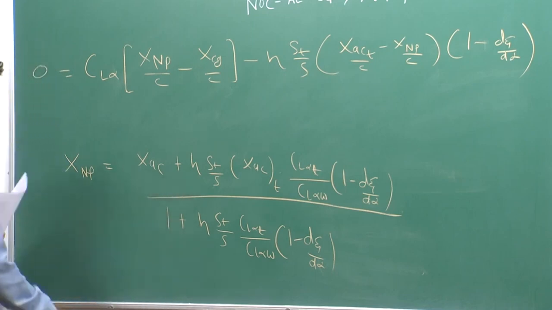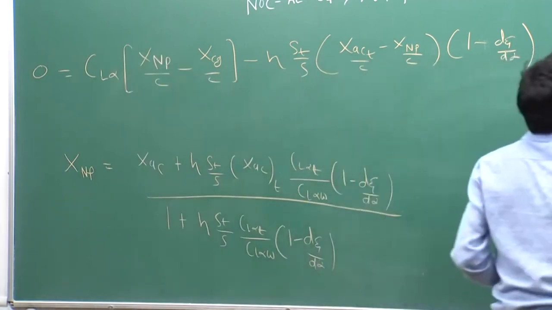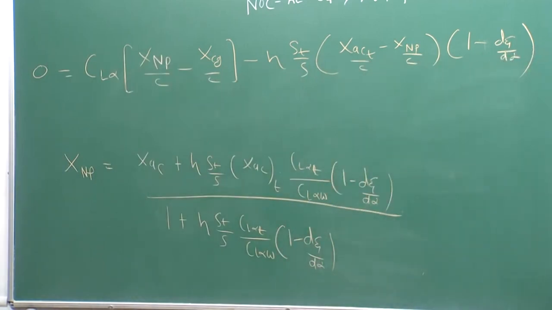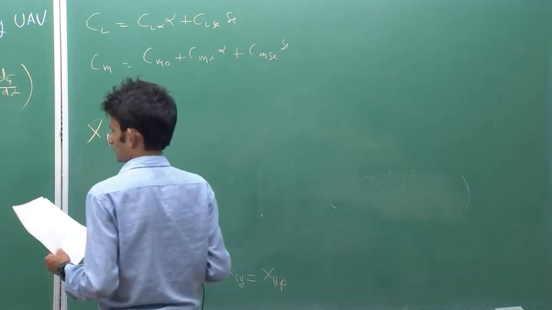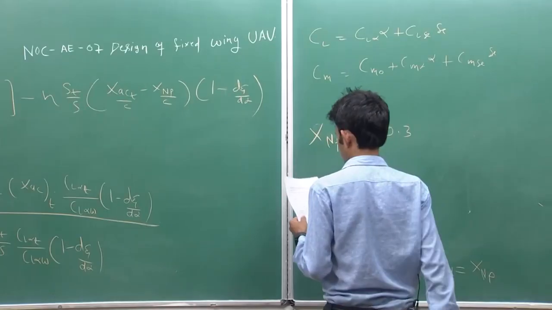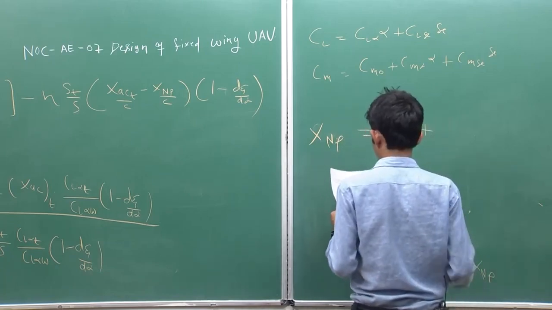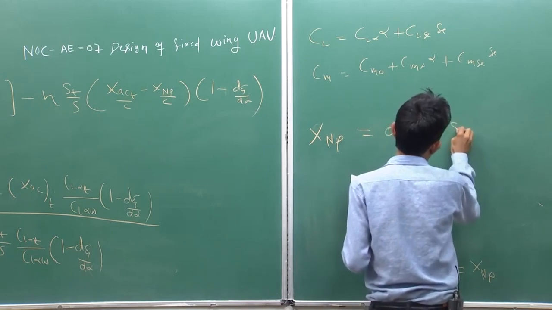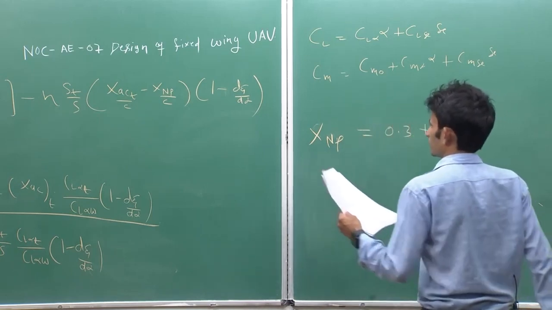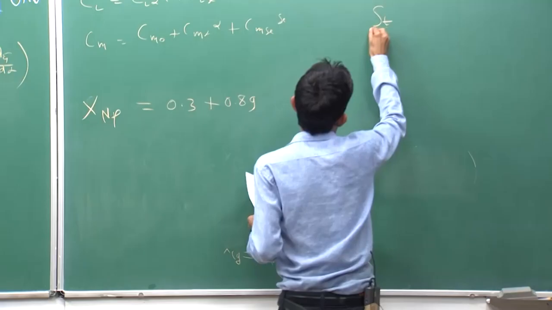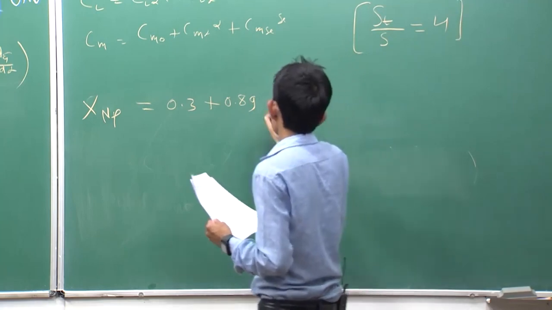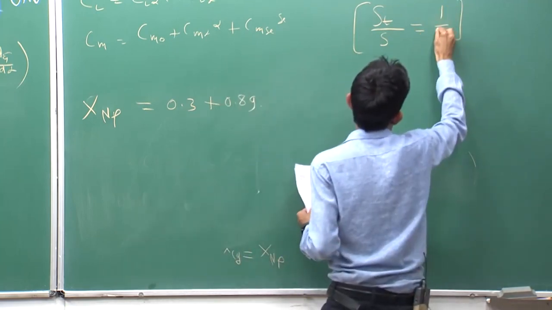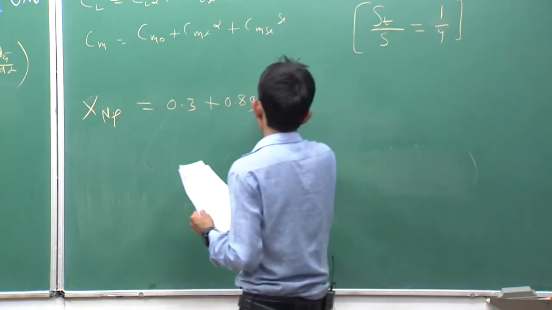So if you put all these values, what you will get? Just put each and every value from the data which is given. So your xnp is equal to xac, which is given 0.3, plus eta, which is given 0.89, and it is also given in the question that the tail area is 1/4 of wing area. So, your St by S you can put 1/4.